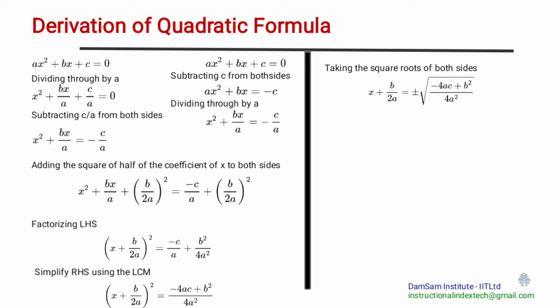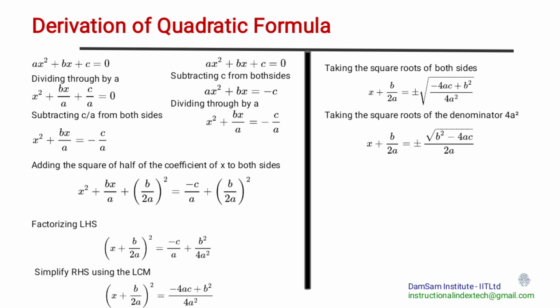The next thing we do is take the square root of the denominator 4a squared, which is 2a. So we have x plus b over 2a is equal to plus or minus root of b squared minus 4ac, over 2a. What we have done here is just a rearrangement: plus b squared minus 4ac is the same thing as minus 4ac plus b squared.